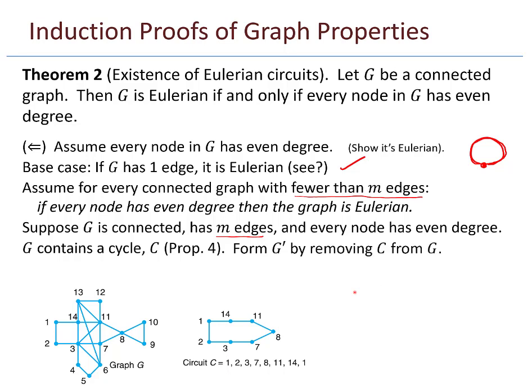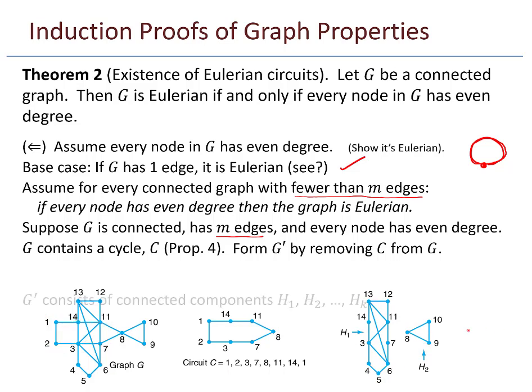Next, I'm going to form G prime by removing C from G. What does it mean to remove a cycle? It means I'm going to remove every edge that's in C, and also, I'm going to remove any vertex that lives only on C and not in the rest of the graph. So the result in this case looks like this. And I actually end up with two different connected components.